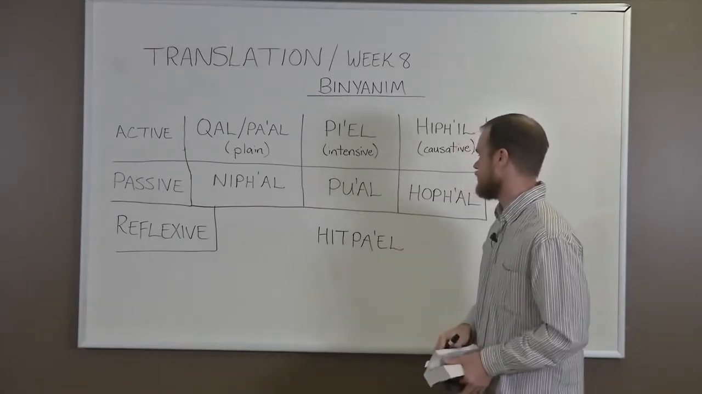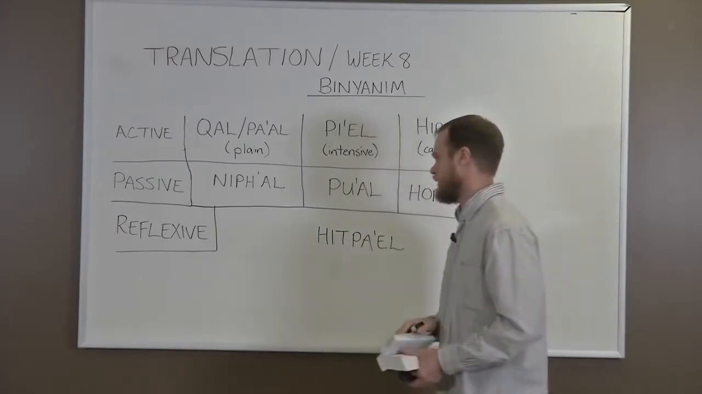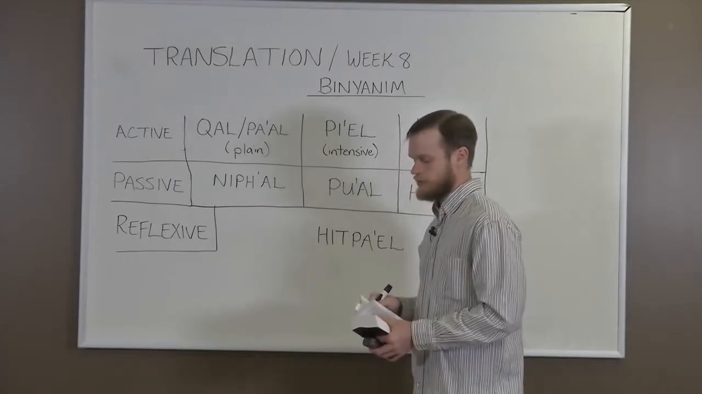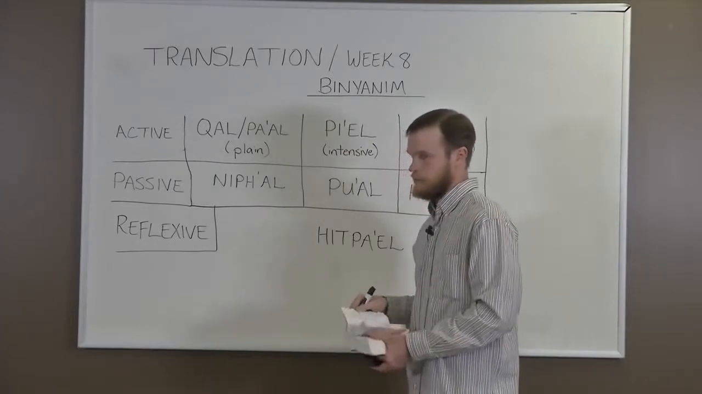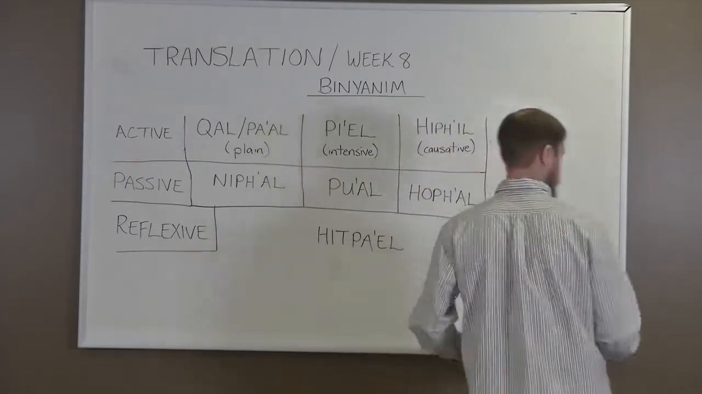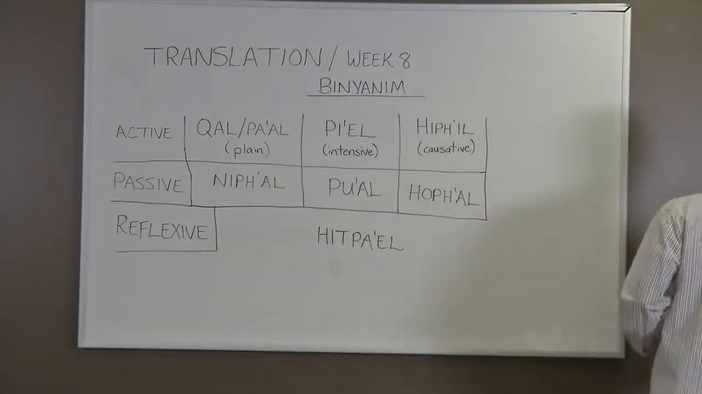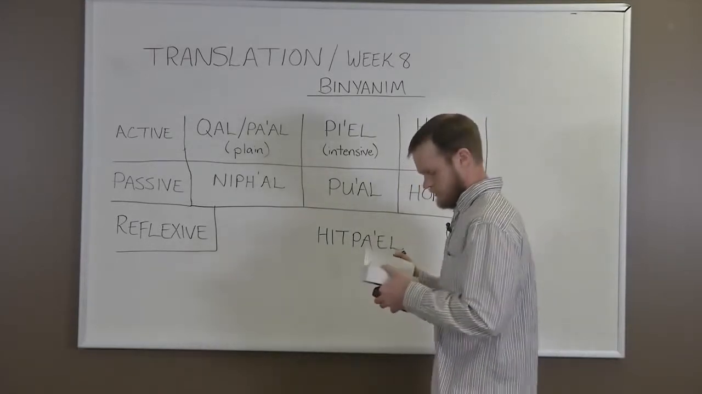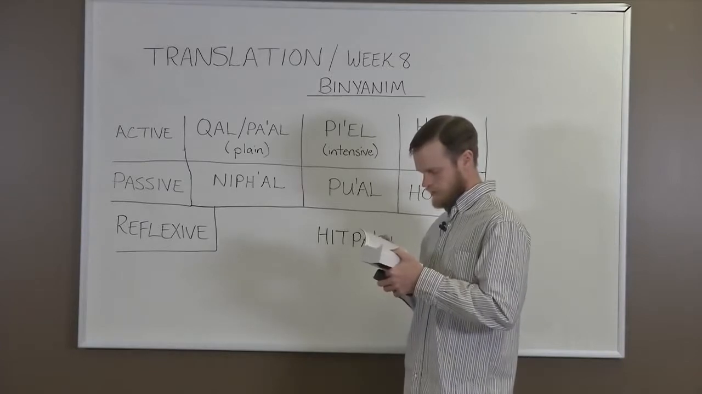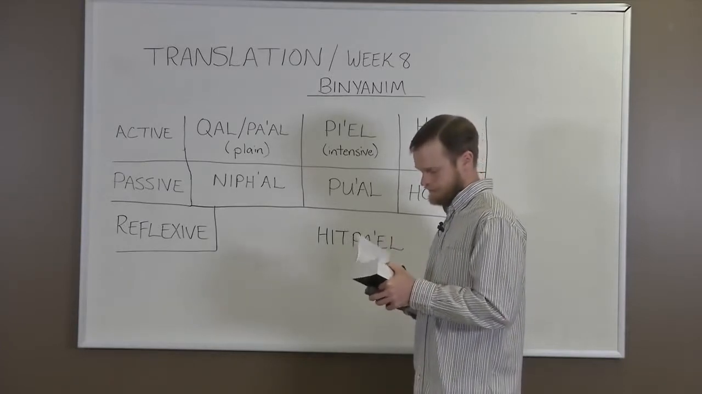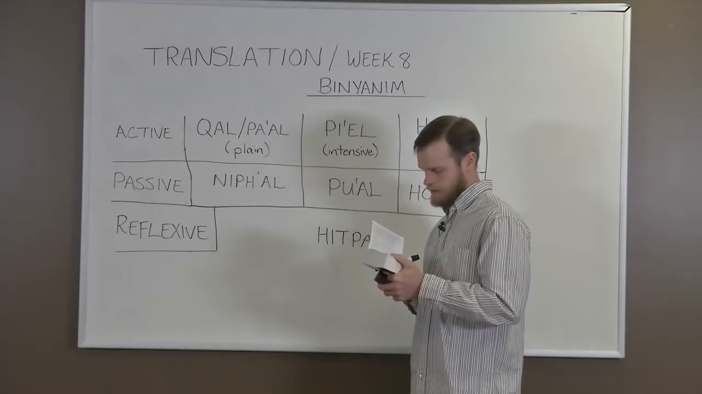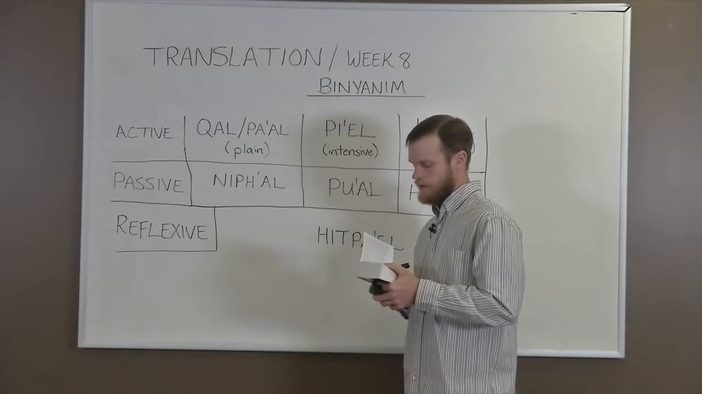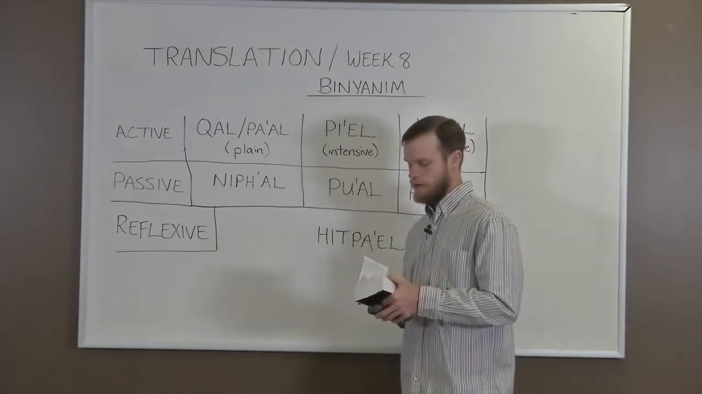So the verse I have that illustrates the hitpa'el is Genesis chapter 3, verse 8. And this is a great verse for illustrating hitpa'el because there are two verbs conjugated in the hitpa'el in this verse, and both of them are used in different senses. So 3:8 says, Vayishma'u et kol Yahweh Elohim. And they heard the voice of Yahweh God.